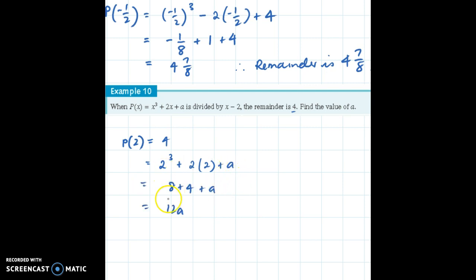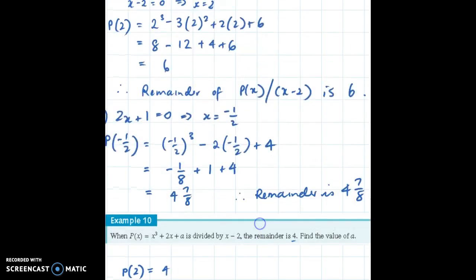P of 2 is also, so substituting it in, and then it gave you 12a. So you know that 4 equals 12a. Therefore, a equals 4 on 12, which is a third. Done. So these are the types of questions that you will receive.